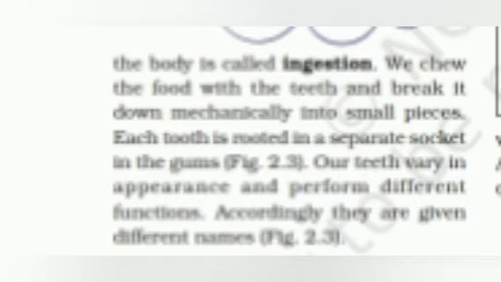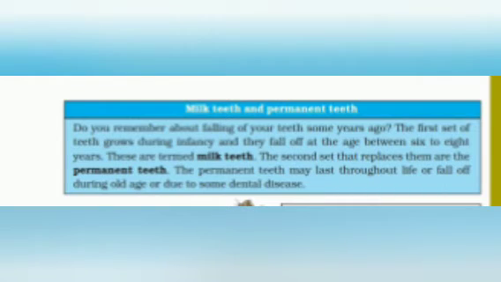Our teeth, they are having different appearance and they also perform different functions. Accordingly, they are given different names. Do you remember what are the names of these teeth which we are having? They are canine, incisors, molar, and premolar. So let us have a look at the milk teeth and the permanent teeth.